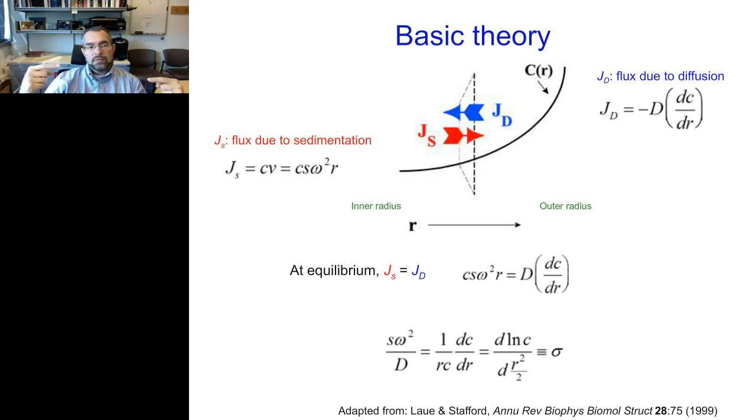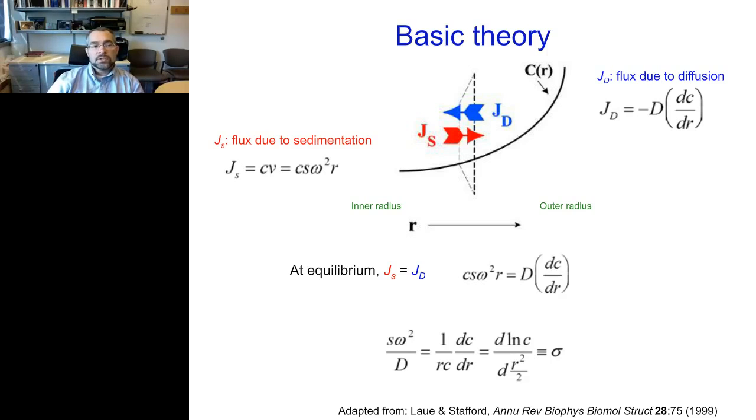All right, so we have these two fluxes due to sedimentation and due to diffusion, and we know what the equations are that describe these two fluxes. For sedimentation, the flux is the concentration times the velocity. In the radial acceleration of the rotor, it's expressed in this way, c times s times omega squared r. Over here we see the equation for flux due to diffusion. It's simply the diffusion coefficient D times the gradient, dc/dr, the change in concentration with the radial position.